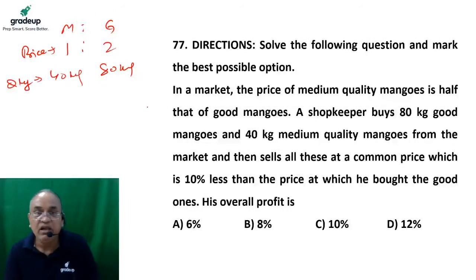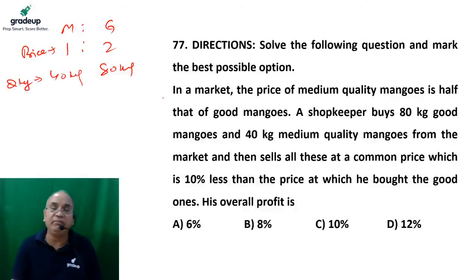And from the market he then sells all of these at a common price, which is 10% less than the price at which he bought the good ones. His overall profit percentage is? This is a very, very easy question to solve. Okay. Now he has purchased 40 kgs of this and 80 kgs of this.